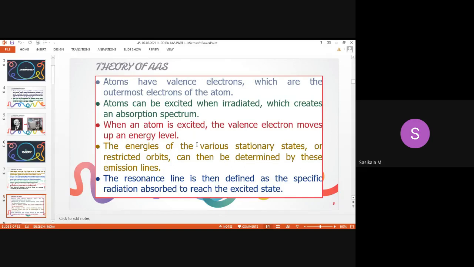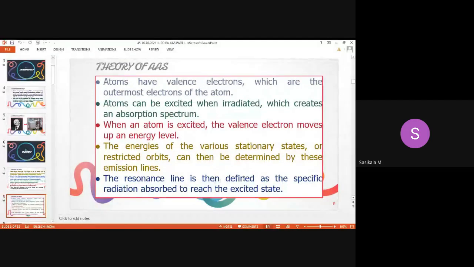Thank you, Pa, Jackson and Sakthivel, for giving answers. Let's proceed. The energies of the various stationary states or restricted orbits can then be determined by these emission lines. That is what is said here as absorbed. How much radiation is absorbed is what is going to be analyzed.